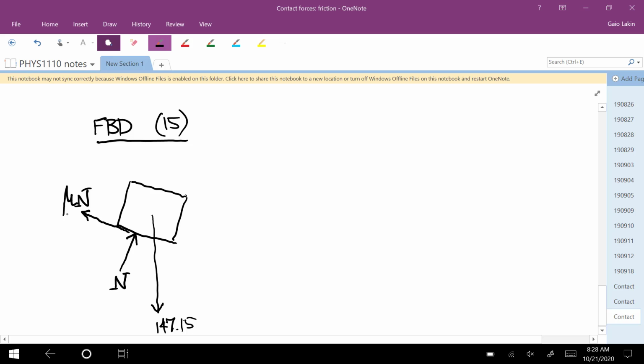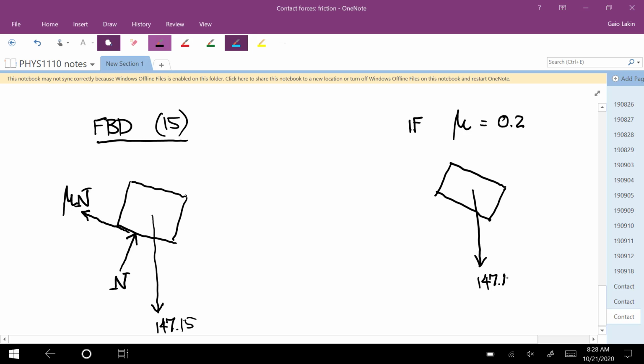Let's say that we know this mu value, so if this mu value is equal to 0.2, then what would this free body diagram look like? Everything would be the same, except you could just substitute that number in for mu. So we have the downward force of 147.15. We have the pushing force. And then we have the friction force going this way. And this time we can substitute in that 0.2 instead of mu.